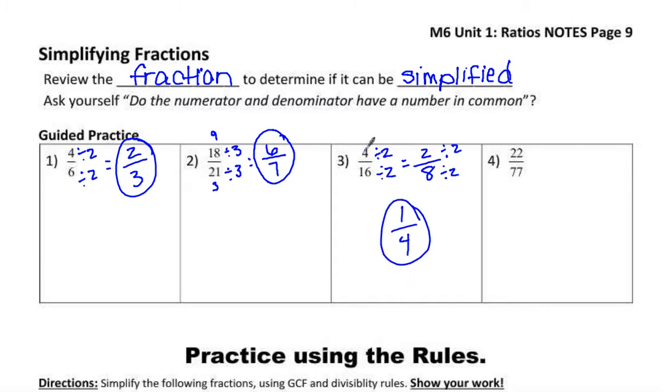If you were to simplify this by 4, 4 divided by 4 would be 1, and 16 divided by 4 would be 4. So you still end with 1/4. And the number 4 should be an easy one.